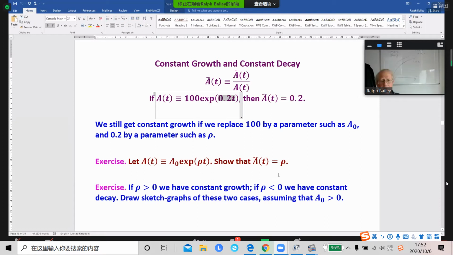Exercise: draw sketch graphs of these two cases. I could draw them, but I think you can do that yourself. So in the second case, constant decay is the graph having the same shape as e to the minus x. This comes up a lot, so you should be familiar with that graph. It just curves from some point on the y-axis, curves down towards the x-axis, but never quite hits it.